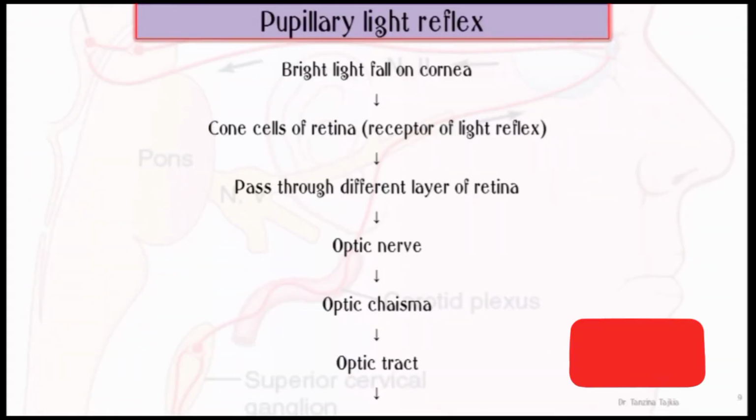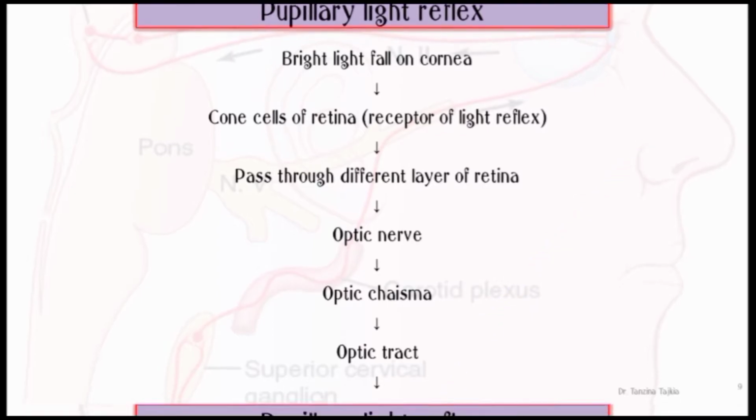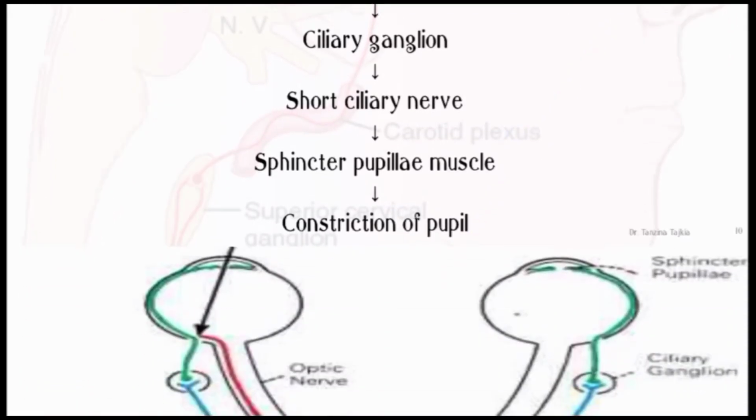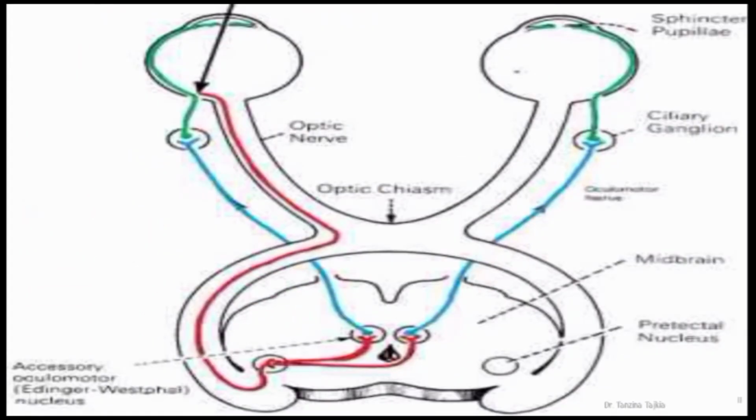The flowchart of the pupillary light reflex is as follows. When sudden bright light falls on the cornea, the cone cells of the retina receive this light first, then it passes through the different layers of the retina, then the optic nerve, optic chiasma, and optic tract. Then one set of fibers ends in the pretectal area and the other set crosses and ends in the Edinger-Westphal nucleus of the opposite side. Then the ciliary ganglion, short ciliary nerve, then the sphincter pupillae muscle, which causes constriction of the pupil. This is the figure of the pupillary light reflex.